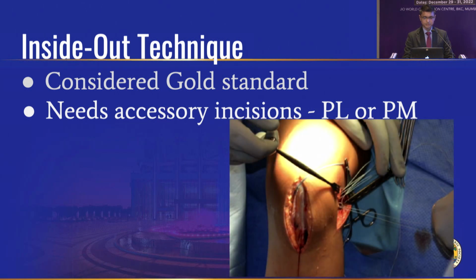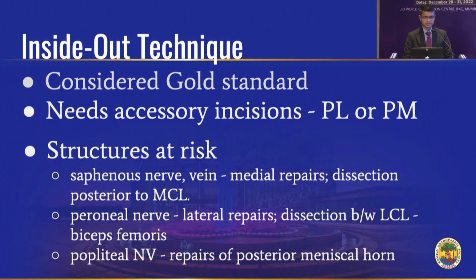This is just an image of that. The structures which are at risk, on the medial side, the saphenous nerve and vein. So dissection should be kept posterior to the MCL. Peroneal nerve on the lateral side, so dissection should be kept between the LCL and the biceps femoris, and the popliteal neurovascular structure where there is repair of the posterior meniscal horns involved.